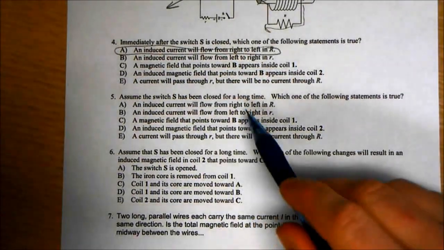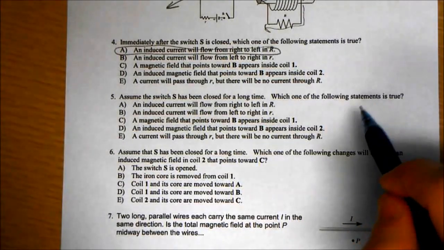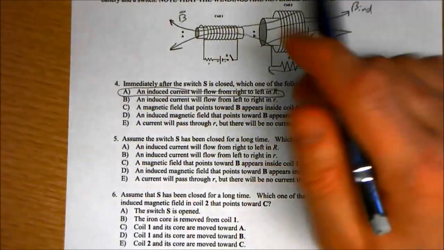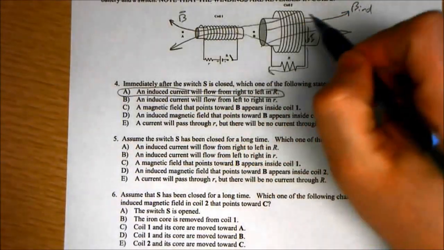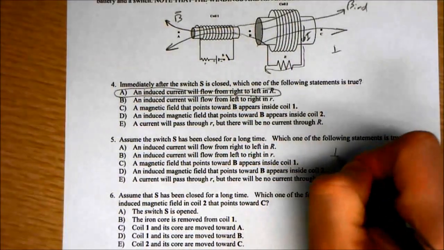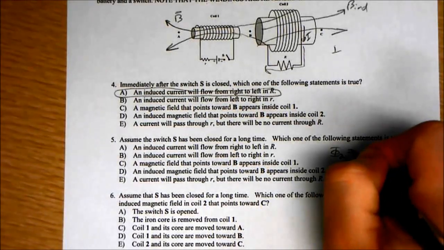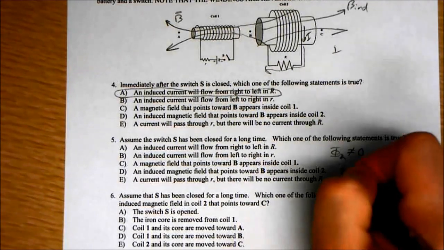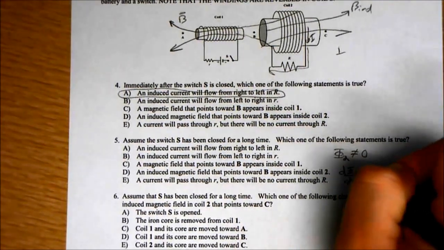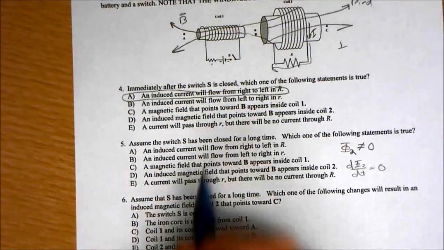So assume the switch has been closed for a long time. Which of the following statements is true? Well, if the switch has been closed for a long time, this field is still here, but there's no change in flux. So in this case, flux through coil 2, we'll call it, does not equal 0, but dflux dt does equal 0. The change in flux equals 0 because the switch has been closed for a long time.